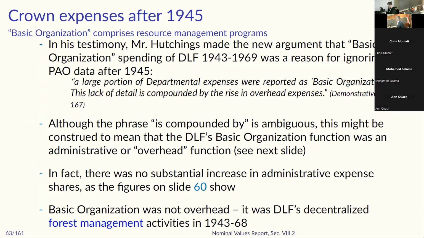So my point is that basic organization was not overhead. I wouldn't want anyone to infer that. Instead, it was the DLF's decentralized forest management activities. So it was forest management, but it was now decentralized to the district offices across the province and across Northern Ontario. That practice led to a change in accounting in the PAO that applied for the years 1943 through 1968. But what they were doing in those district offices was forest management.